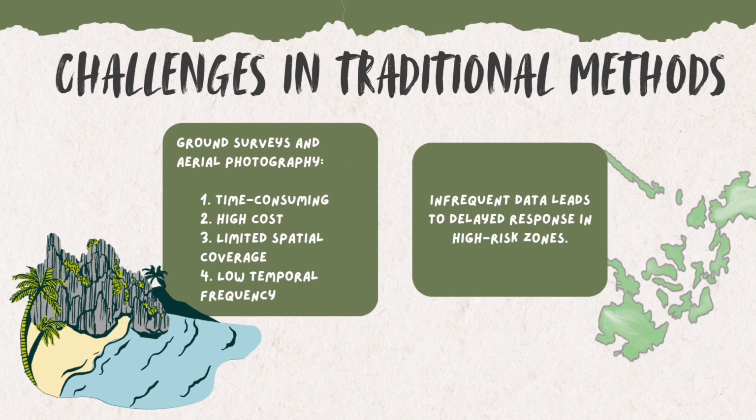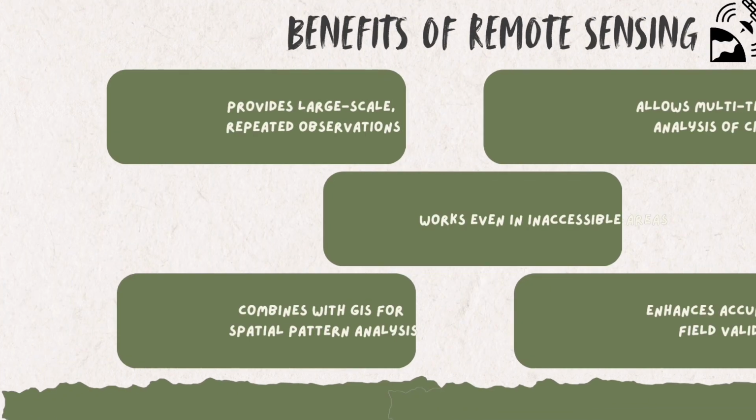There are some challenges in traditional monitoring. Traditionally, monitoring erosion involves field surveys or aerial photography. However, these methods are time-consuming, expensive, and often limited in spatial and temporal coverage. They also depend heavily on good weather conditions, making it difficult to collect frequent and accurate data, especially in rapidly changing or remote coastal zones.